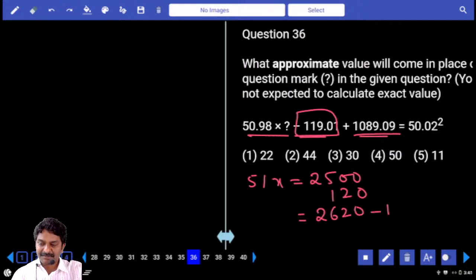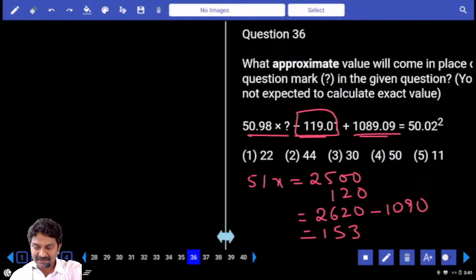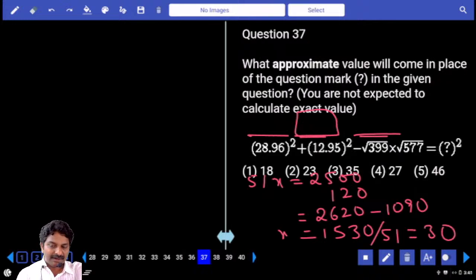From this we need to subtract 1090. So this is going to be 1530. Then x is equal to that divided by 51. How much is that? 30.